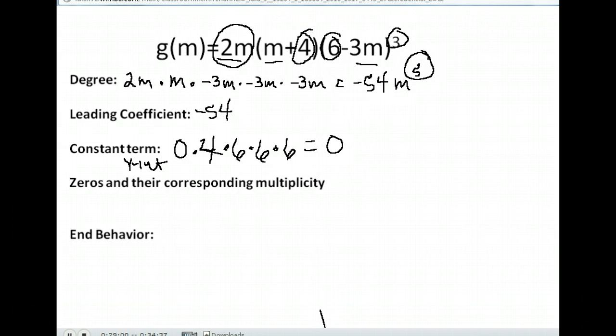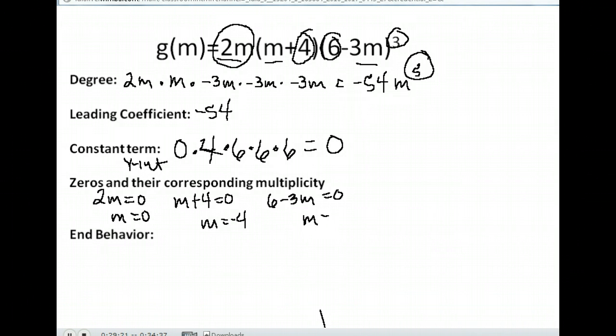The zeros, to find our zeros, we set each factor equal to 0. Now notice this is factored. If it were not factored, we would have to do that part first. But fortunately it is. We're going to solve each of those. So I get m equals 0, m equals negative 4, and m equals 2. We subtract 6 from both sides, gives negative 6. Divide by negative 3, we get 2.